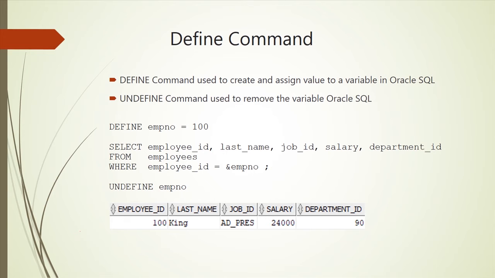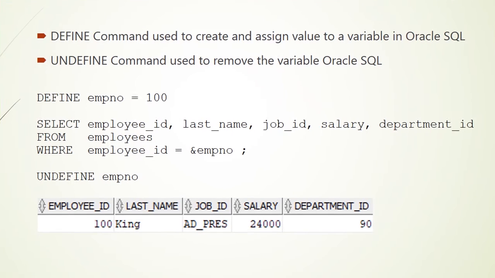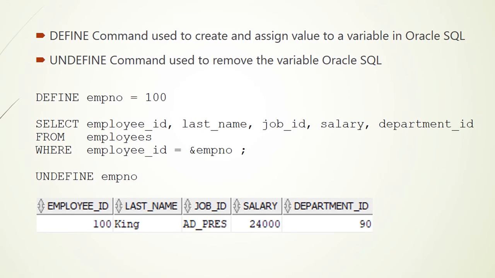In the previous lesson we learned how to use ampersand and double ampersand to define a substitution variable in an Oracle SQL statement. Here we are going to learn how to use the DEFINE command. The DEFINE command is used to create and assign a value to a variable in Oracle SQL, and the UNDEFINE command is used to remove the value. Let's have a look at this example to understand how to use the DEFINE command.